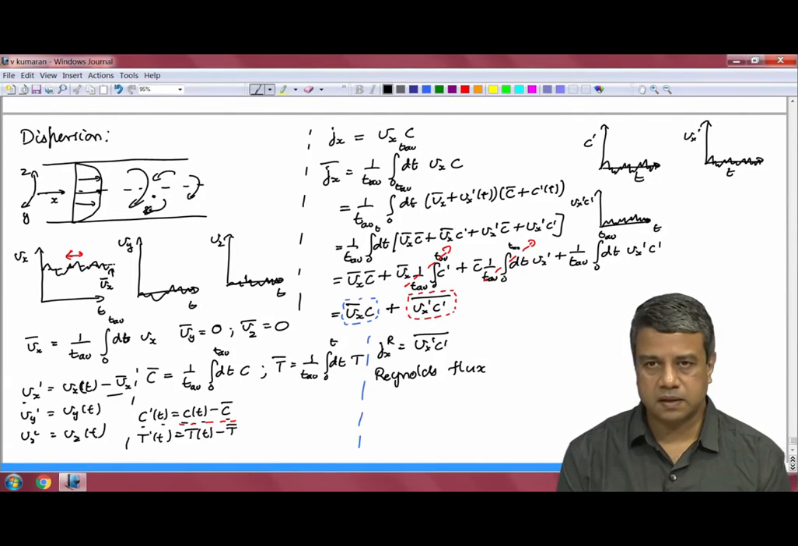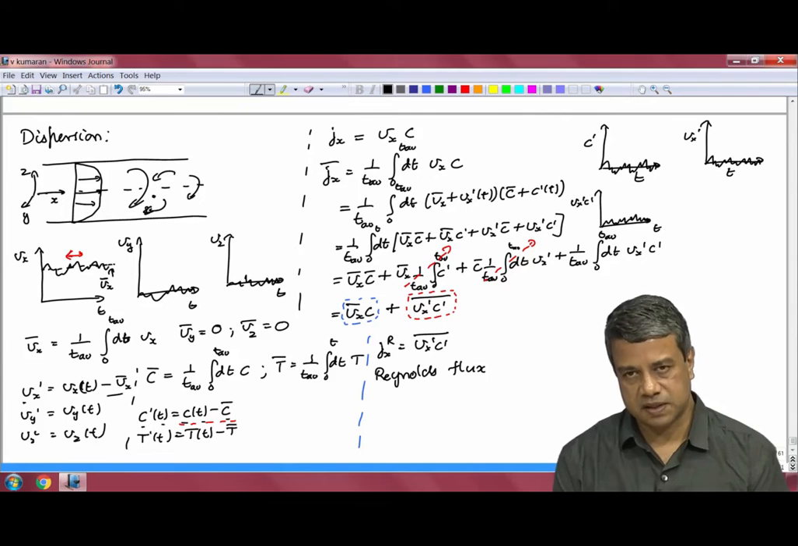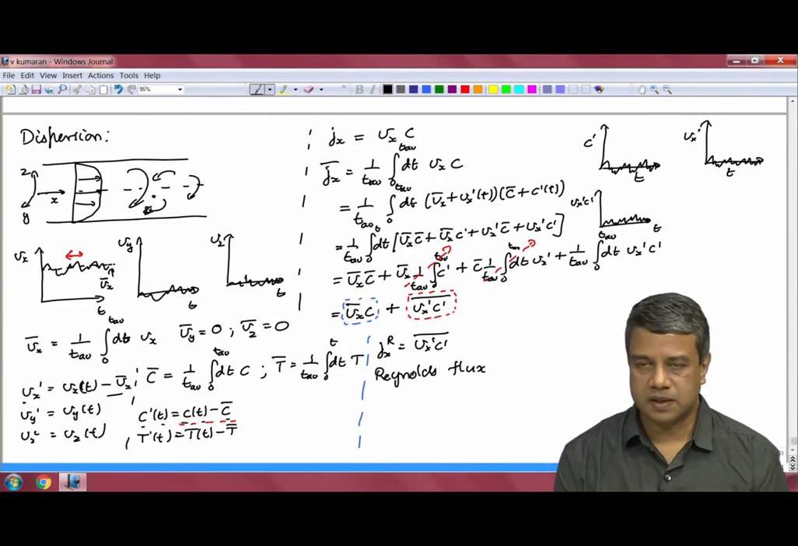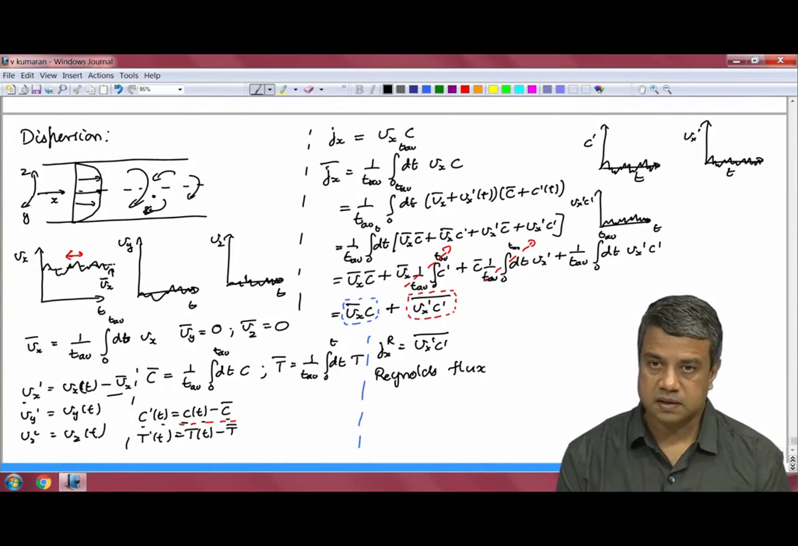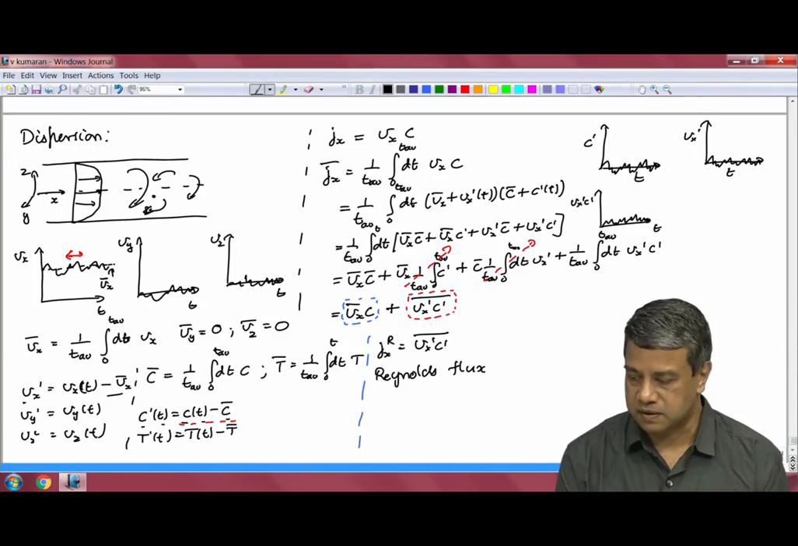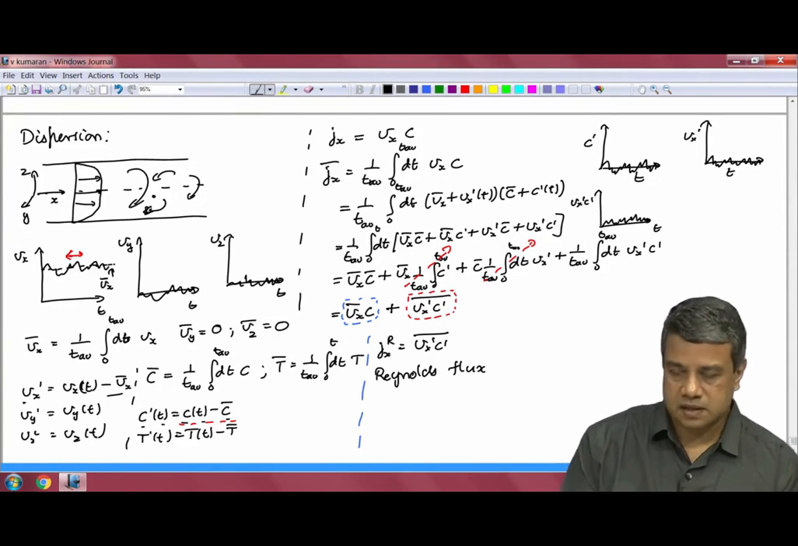And recall that when we did kinetic theory of gases, we said that the flux in one direction is due to the root mean square velocity times the concentration of that molecule at a location about one mean free path away from the surface. In a similar manner, the Reynolds flux is also the product of the fluid velocity fluctuations, not the molecular velocity fluctuations, and the fluid concentration fluctuations averaged over time. That is the Reynolds flux in the x direction.